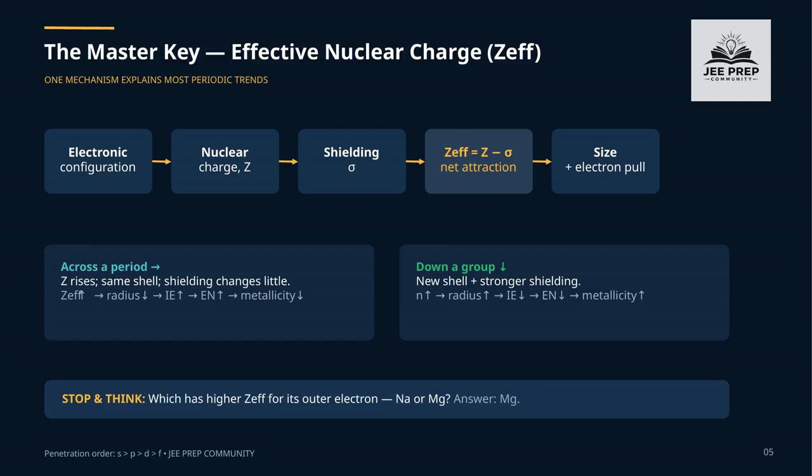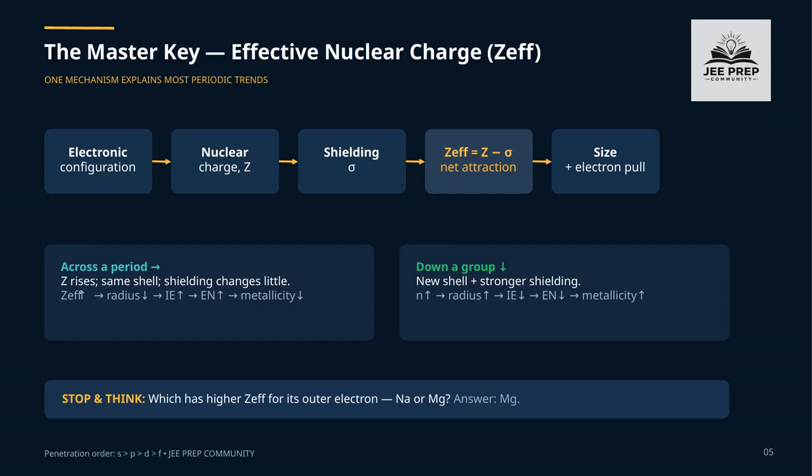This difference in definitions creates an important JEE trap. Do not directly compare a noble gas van der Waals radius with the covalent radius of a neighboring halogen and then claim the periodic trend has failed. The measurement conventions are different. Across a period, atomic radius decreases. The principal shell remains the same, but nuclear charge increases and same shell shielding is relatively weak. Effective nuclear charge therefore rises and pulls the cloud inward.